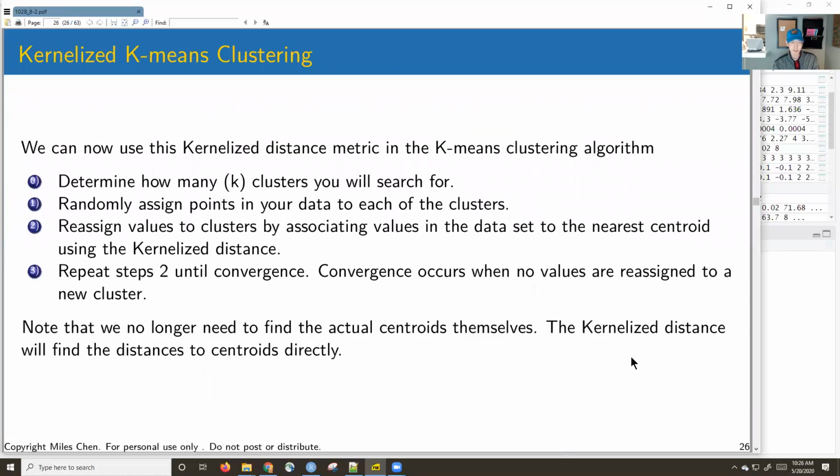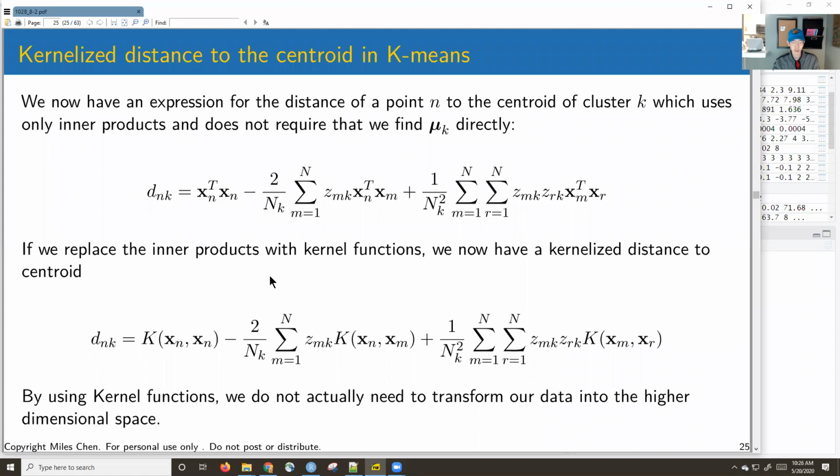Let me show you how this works. When you do kernelized k-means clustering, you start off by determining how many clusters you're going to search for. That's the same. Randomly assign your points to each of the clusters. That part remains the same. And then we don't even bother calculating the centroid. We're just going to straight reassign based on the current assignments.